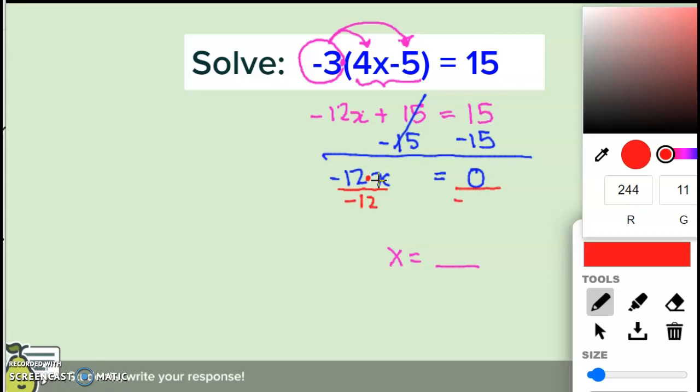Whatever I do to one side of the equal sign, I do to the other. And that becomes my giant 1. And it goes away to 1x or x. 0 divided by anything: you have nothing and you're dividing into negative 12 groups. It's still a nothing. So x is equal to 0. 0 is the only solution for x.